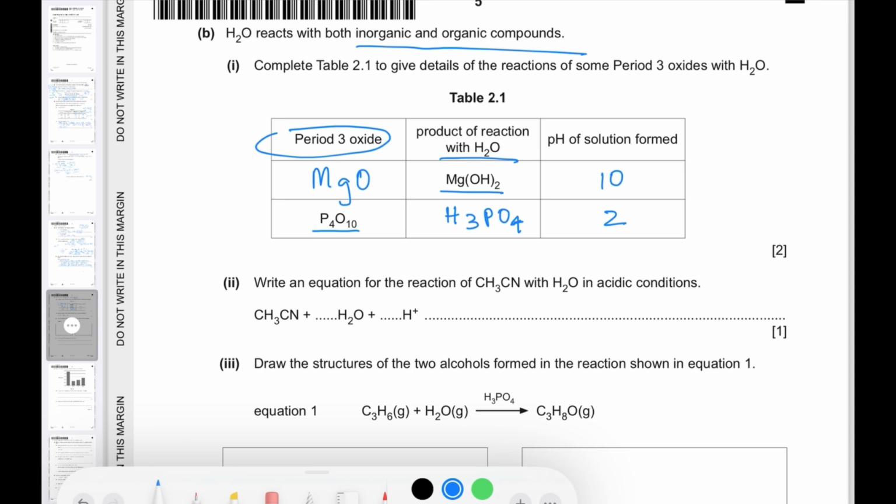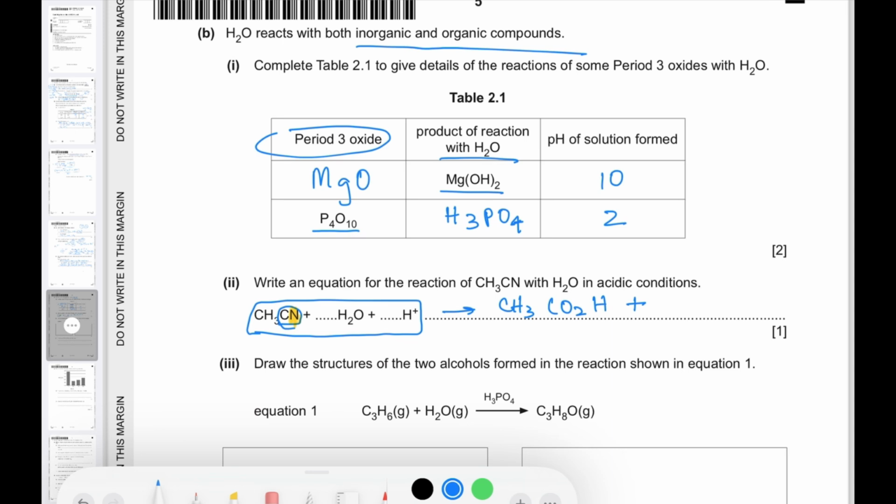Write an equation for the reaction of methyl cyanide with water in acidic conditions. Okay, methyl cyanide, the reaction with water in acidic conditions is an acidic hydrolysis, which will convert the nitrile group or the cyanide group into a carboxylic acid functional group. So you'd have CH3CO2H over here, and then the nitrogen from the nitrile group will be converted to ammonia.